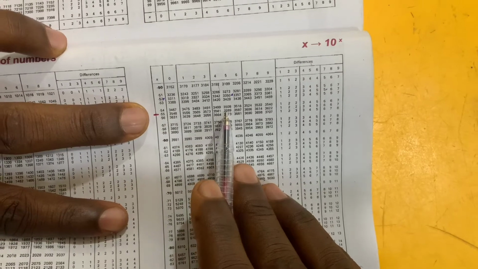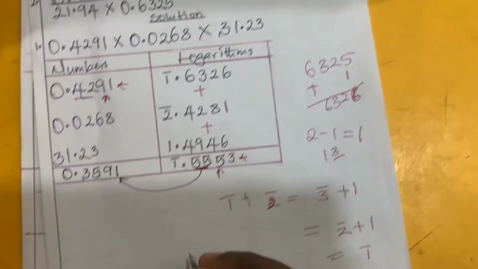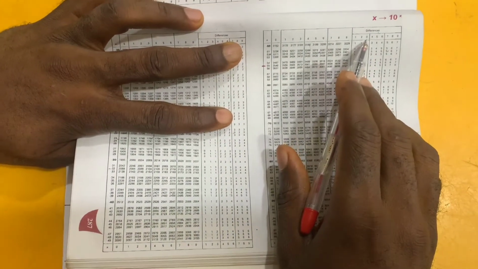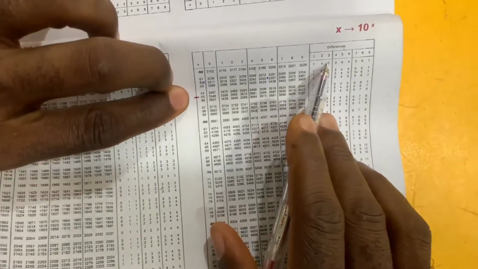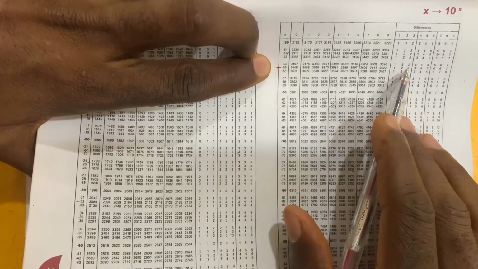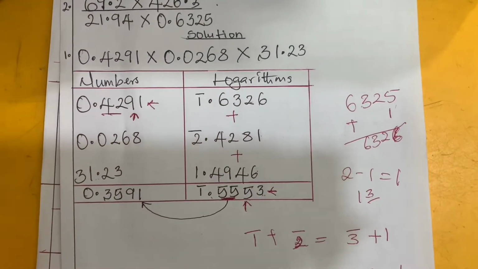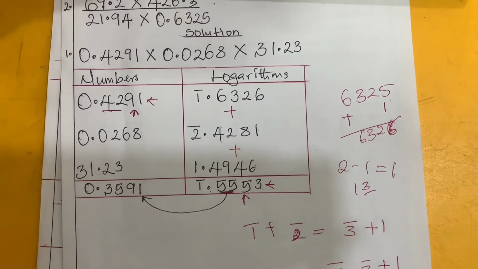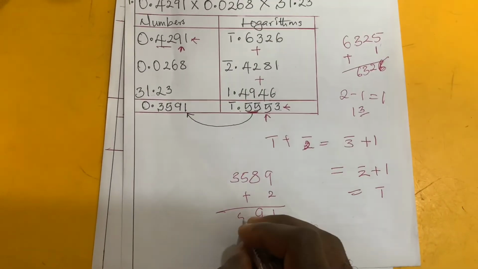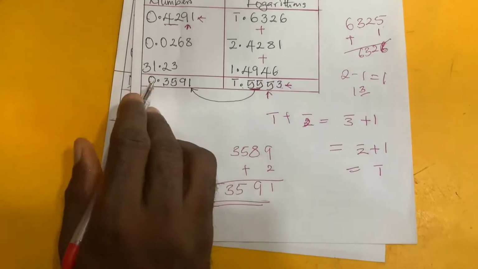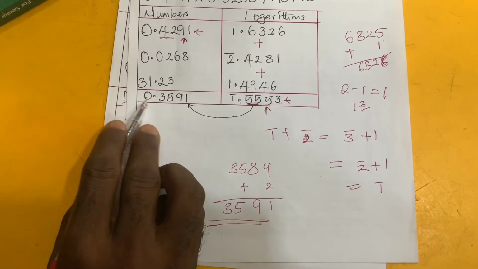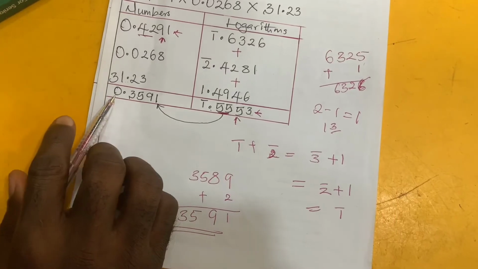So we have 3589. I'll write it. 3589. Now the difference of 3. This is 3 here, under difference. We'll check still on that same line where we have our 55. The difference is 2. So that means we'll add the 2 here. So 9 plus 2 is 11. You write 1 and carry 1. Plus that 8, you have 9. 5 and 3. So that is how we got 3, 5, 9 and 1.